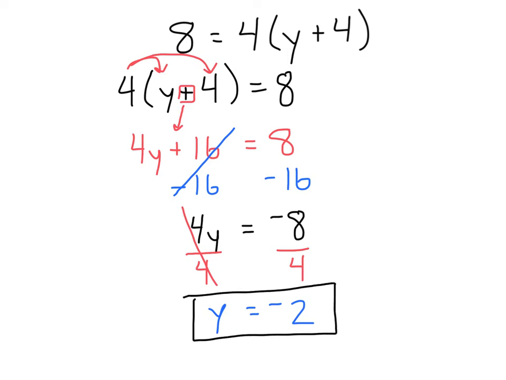If you want to double check it, all that you would have to do is take wherever you see a y in the equation, take the negative 2, and plug it right in, and if the right side of the equation equals the left side of the equation, then the answer is correct. We could do this one really quickly. If we have negative 2 plus 4, that's equal to 2. So 2 times 4, that's equal to 8. So our answer is y is equal to negative 2.